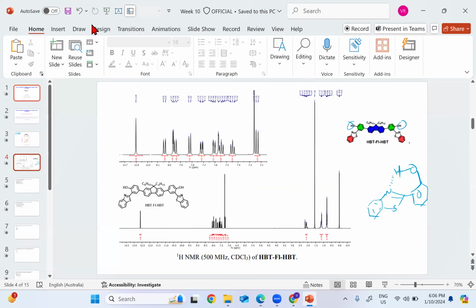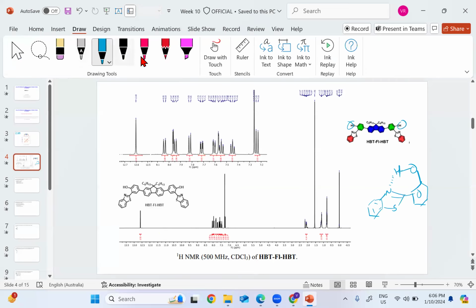Because of this, in this NMR spectra, this proton lies well in the deshielded zone. This proton is observed here around 12 ppm. If I zoom into this cross section, you can see it lies around 12.6 ppm, right? Can you identify any other distinct peak which you can easily assign?